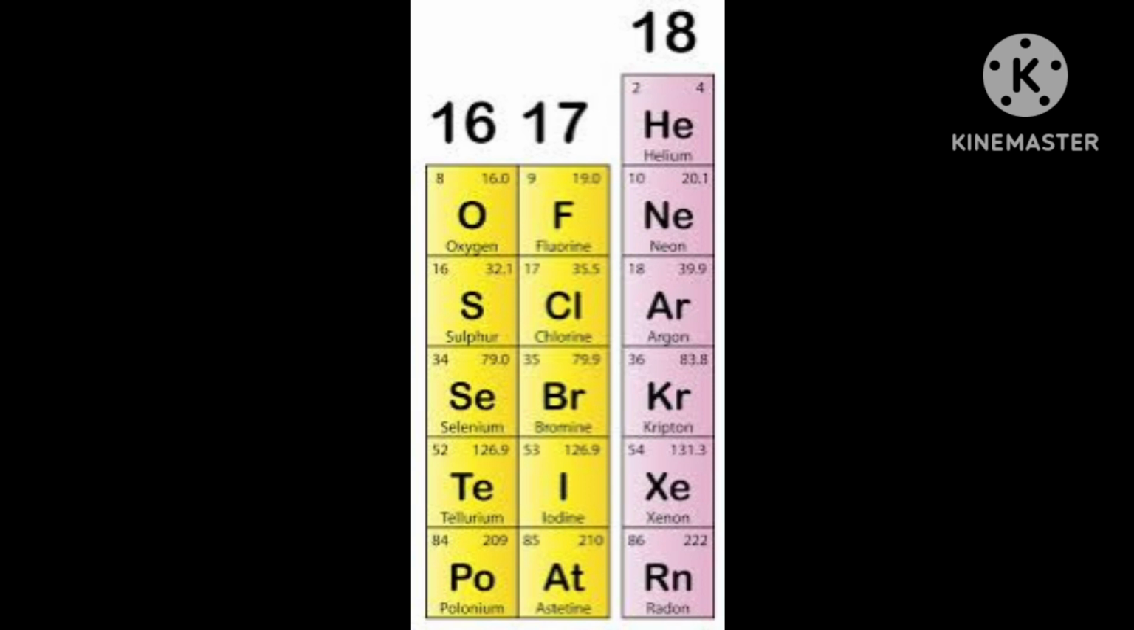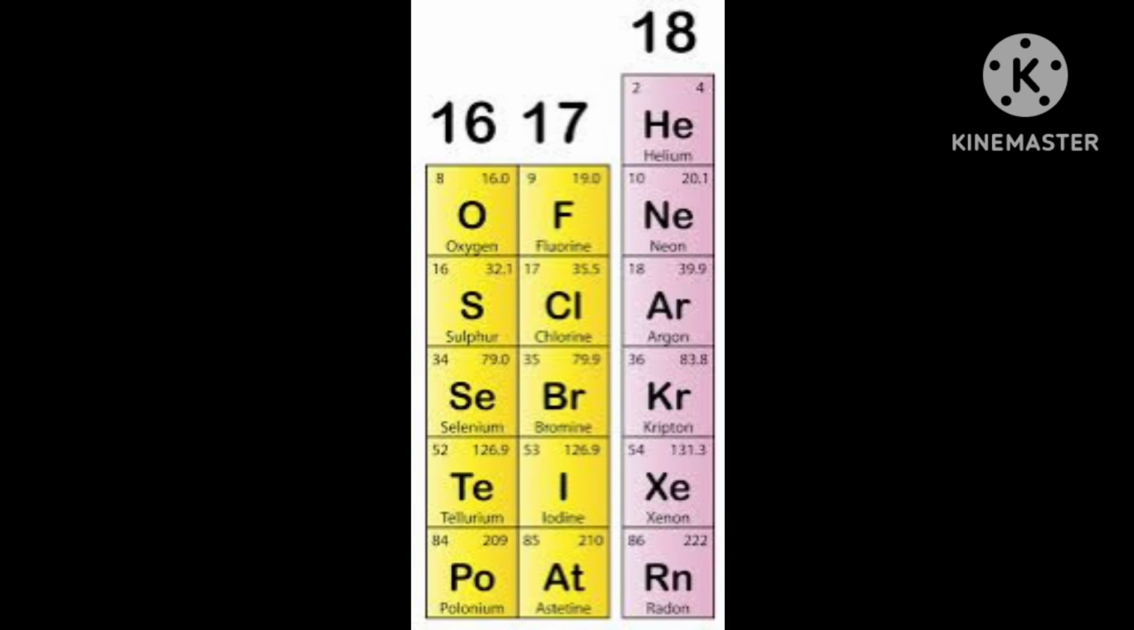Atomic mass, gram per mole. Helium atomic mass is 4, and for neon it is 20.18, argon 39.95, 40 you can say, krypton 83.80, 84 you can say, xenon 131.30, and radon 222.